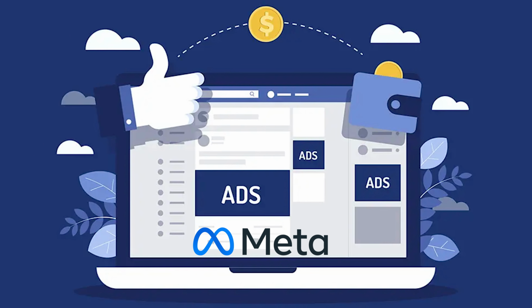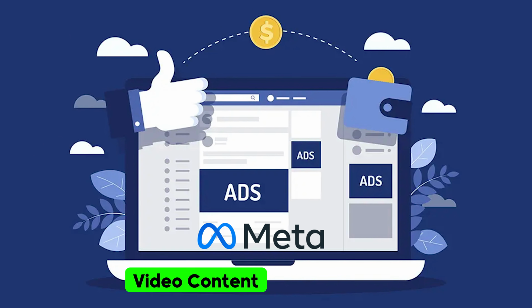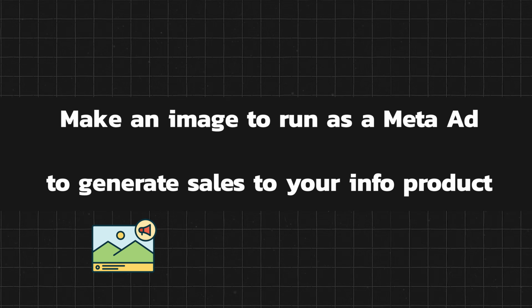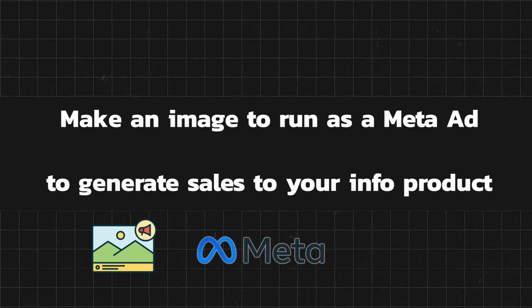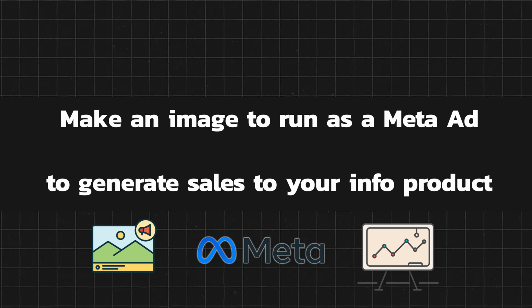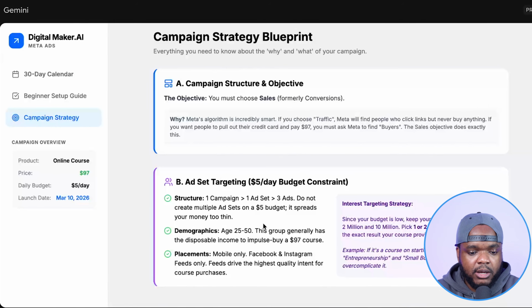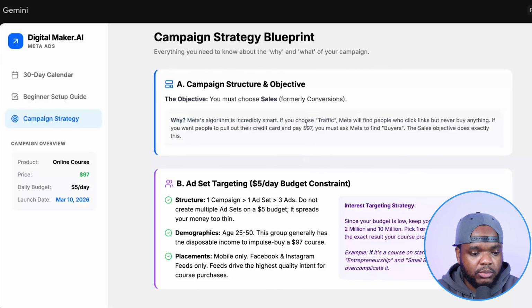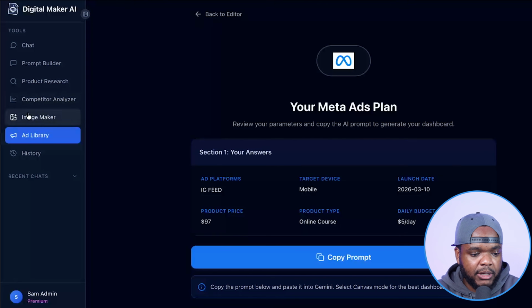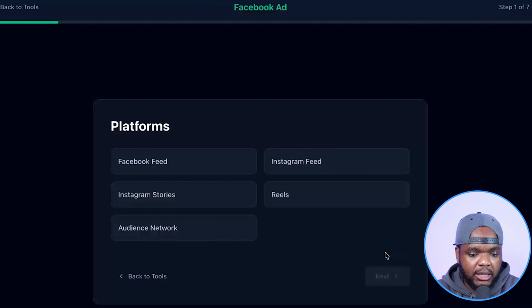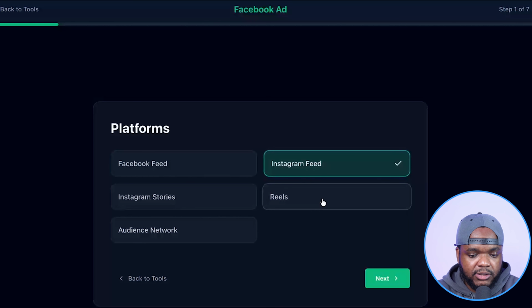Now, when it comes to running a Meta ad, you can either do it using video content or image content. And in today's video, I'm going to show you how you can simply make an image that can be run as a Meta ad when it comes to generating sales for the info product that you've just made. So it's giving me some campaign ideas over here, but what I'm going to do is just go back over to Digital Maker AI. And this time I'm going to click on Image Maker, but I'm going to select Facebook ad just like that. And again, it's going to take me through a series of different questions.